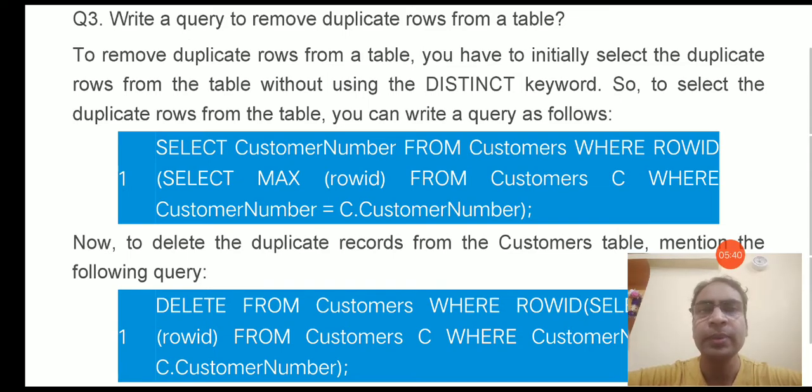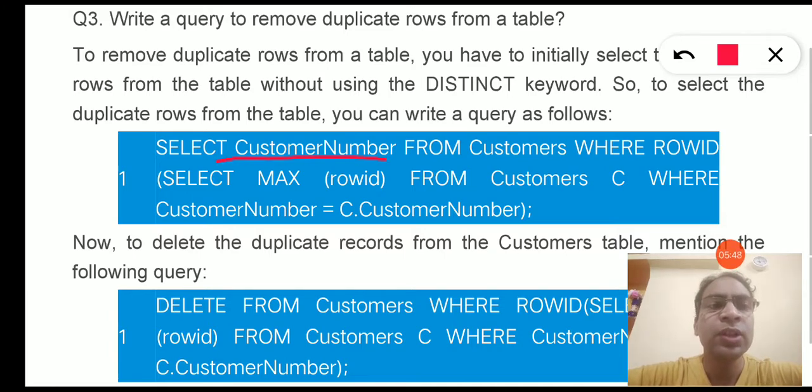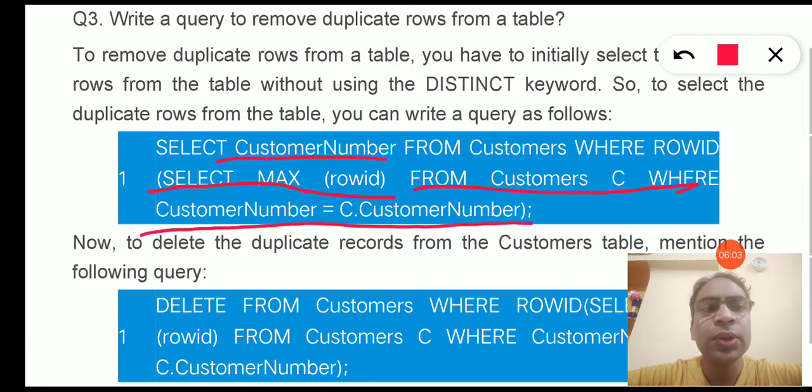from the table. So simply you can do select, then select the name, whichever column you want to select from the table customer, where, so you will be using this where clause, and this is one way. Select max rows from customer id, where customer number is equal to c dot customer number. So we have taken two different tables or two different structures copied, and we can select the maximum rows and we can delete the repeated rows.